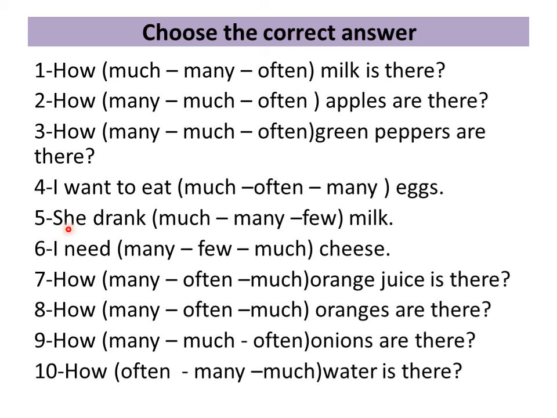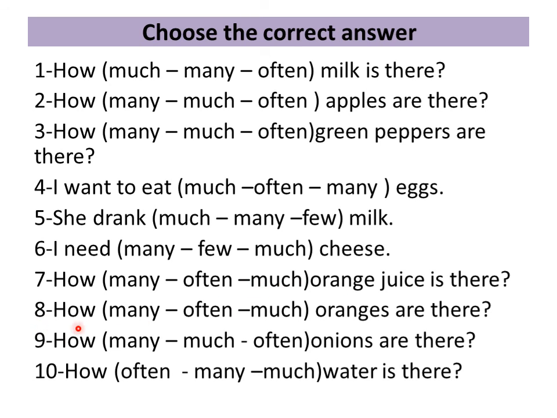Many. Number 5. She drank much or many or few milk. Milk, uncountable. Ahmed. Much. Yes, much. Number 6. I need many or few or much cheese. Uncountable. Ibrahim. I need much. Yes, much cheese. Number 7. How many or how often or how much orange juice is there? Orange juice. Uncountable. Mahmoud. How much? Yes, how much?